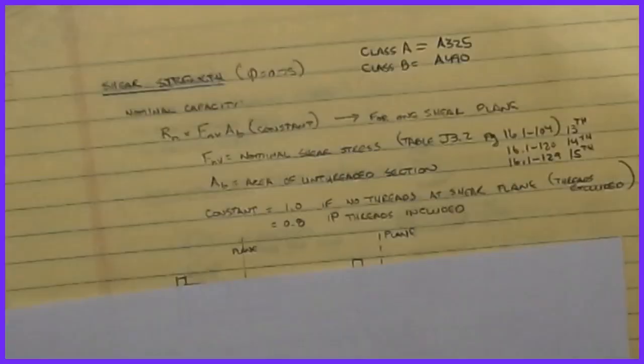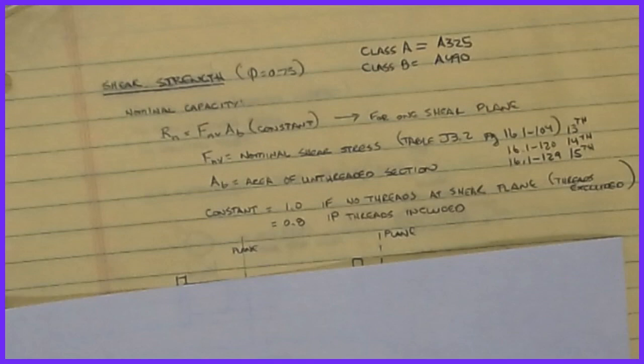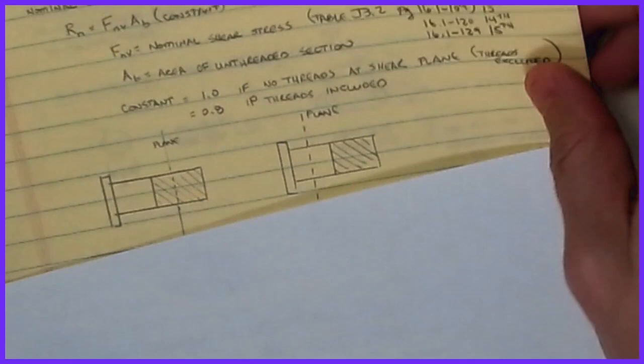All right, let me slide that out of the way, and we can kind of get down to what the others are. All right, so that was FNV. It's just a tabular value. It's not a big deal.